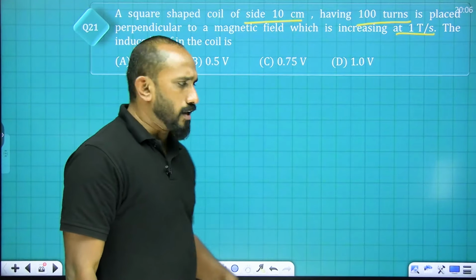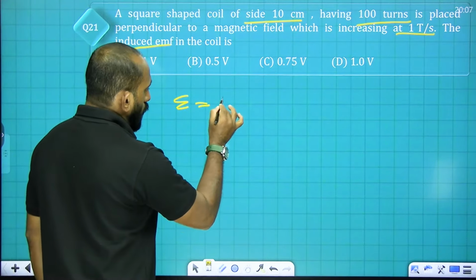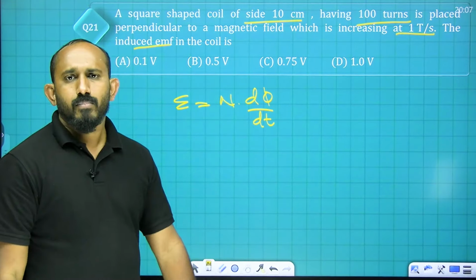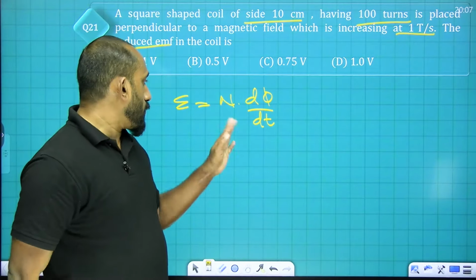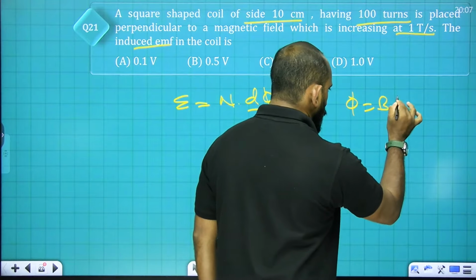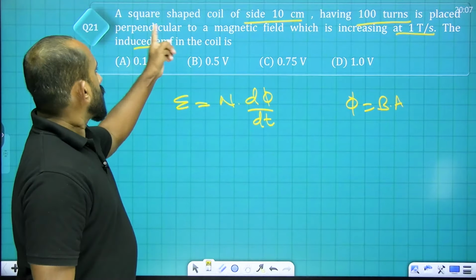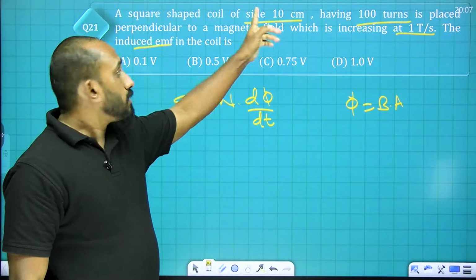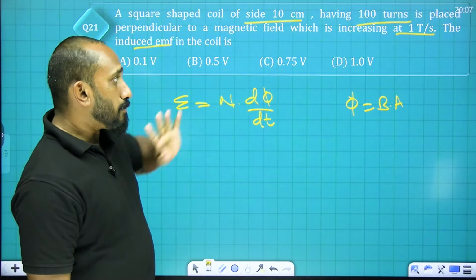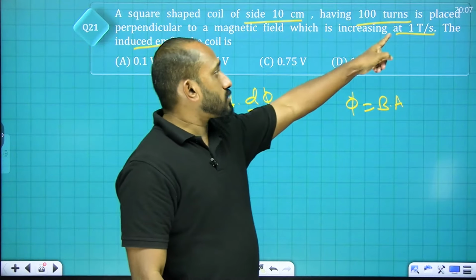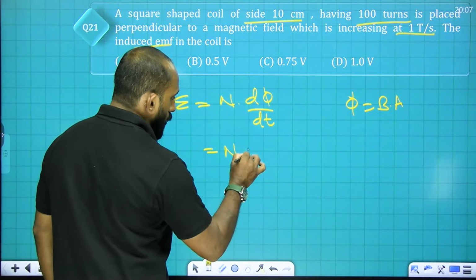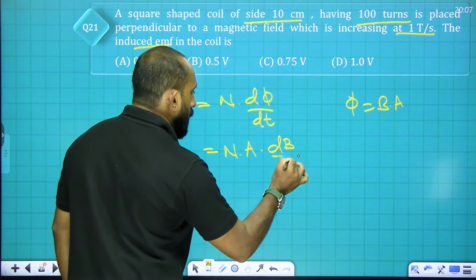For induced EMF, we have the equation E is equal to N d phi by dt, the magnitude. Now phi is equal to B into A. Here the side of the coil is given as 10 centimeters, a square loop, so we can find out the area. Then the number of turns is given. The magnetic field is changing at 1 Tesla per second. So this equation can be N into A into dB by dt.